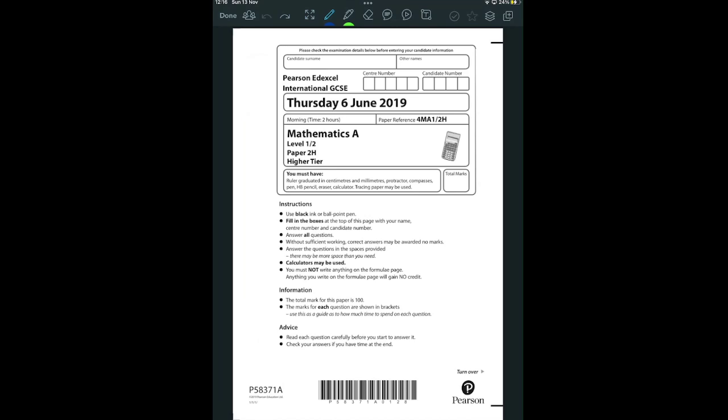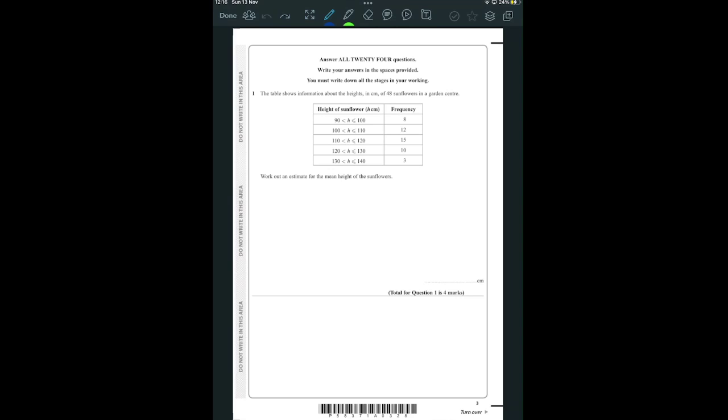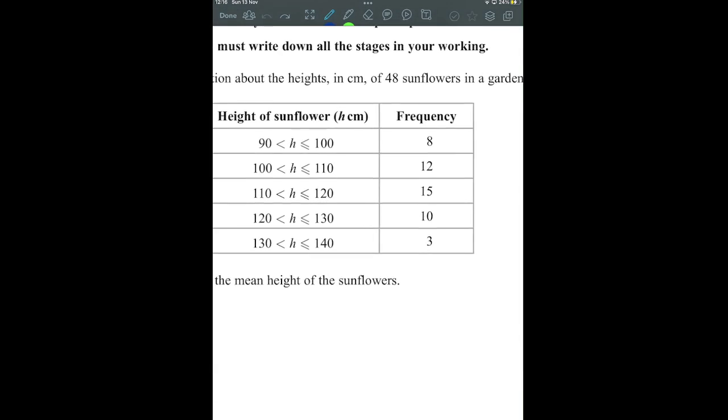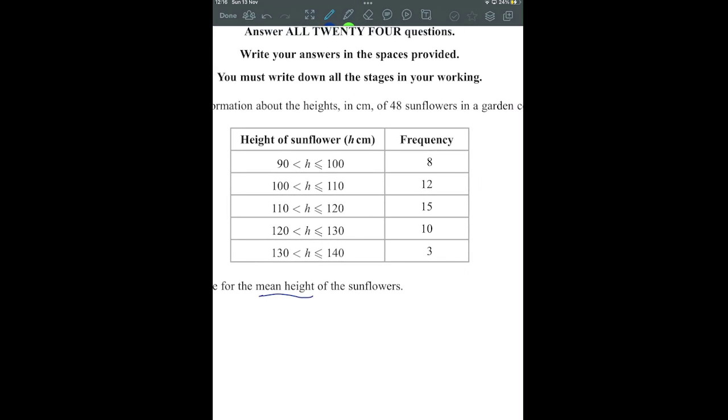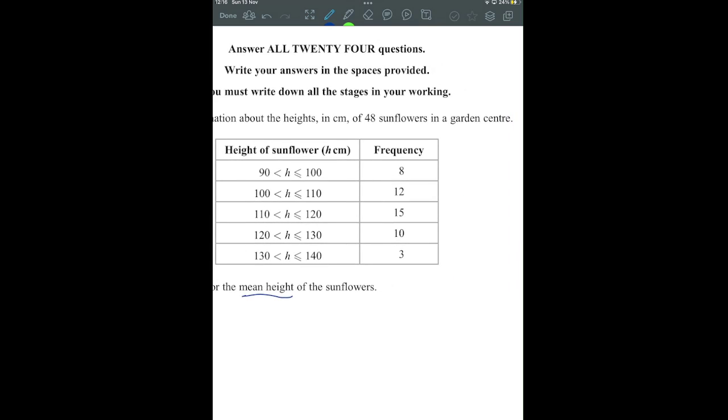Let's get started. So our first page is our formula sheet. Refer back to it to just double check that you know your formulas. Our first question, however, we have a table showing the heights of sunflowers in a garden centre. We want to work out the estimate for the mean height. Now, mean height, we need the total divided by how many. Well, we have the how many, 48, given in the question. That is also the total, which you can double check, is the total of that frequency column.